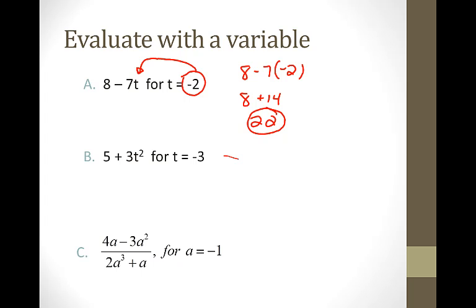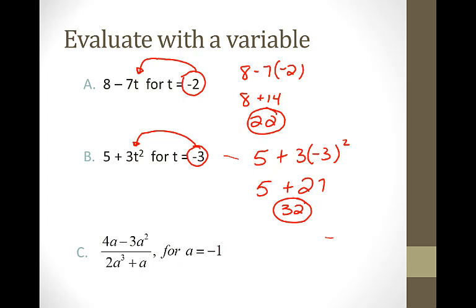All right, so again, we're going to take this negative 3 and substitute it in for the t. So 5 plus 3 times negative 3 squared. We have to make sure we put whatever we're putting in here in the parentheses. So 5 plus, and again, order of operations, negative 3 squared is 9, and then 9 times 3 is 27. And 5 plus 27 is 32.